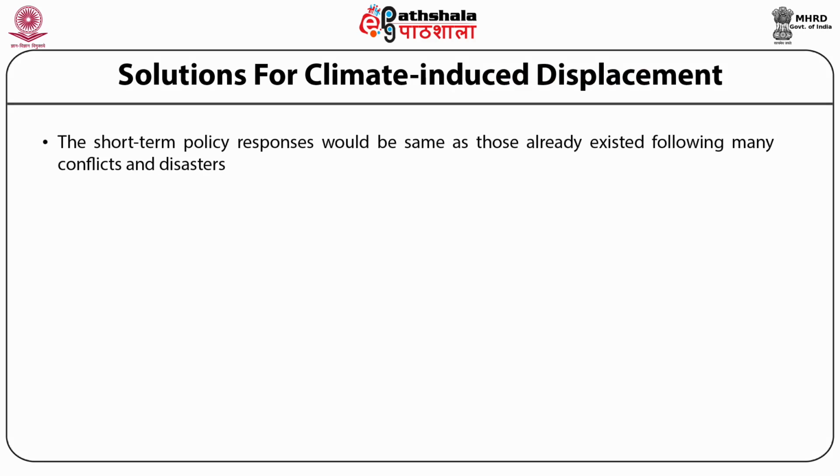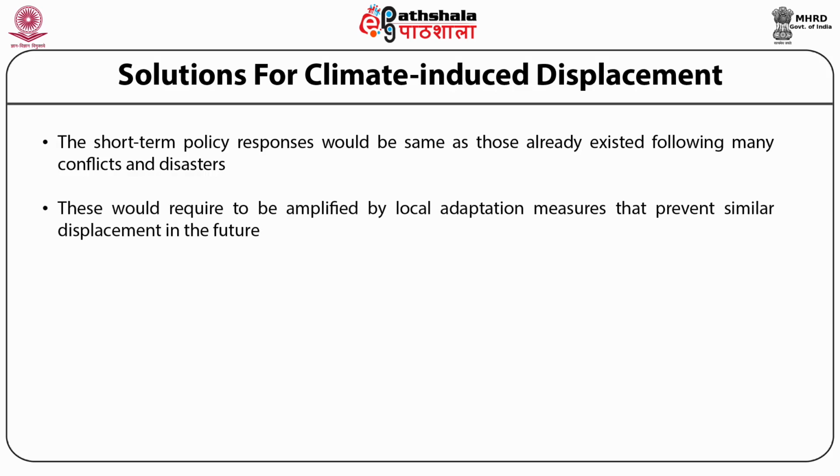Such responses, which can probably be the most useful to understand in terms of short and long-term options, have very important ramifications for those affected and for those involved in ameliorating the displacement crisis caused by climate change. Of course, the short-term policy responses would be the same as those that already exist following many conflicts and disasters and would consist largely of shelter programs, forced migrant camps and settlements, and other short-term measures. These in turn would need to be amplified by local adaptation measures that prevent similar displacement in the future, for example, by raising the floor levels of homes.